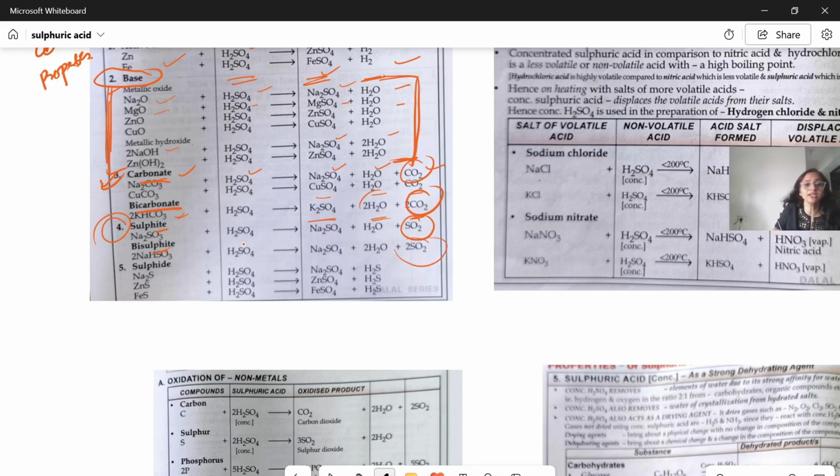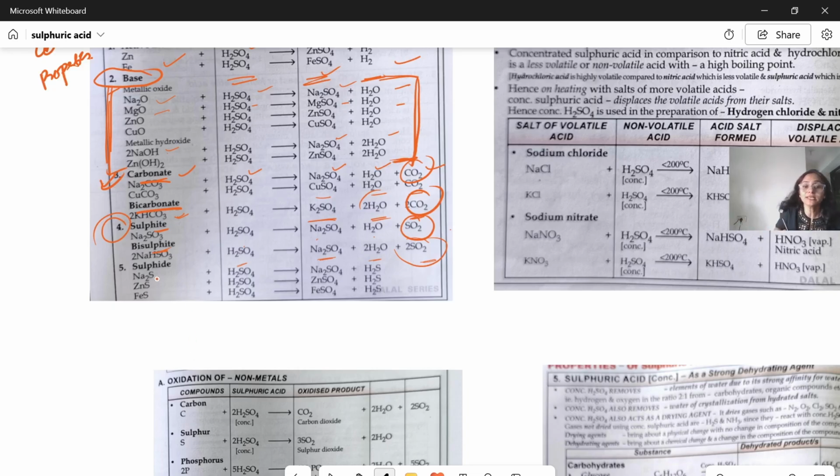So sodium sulfite plus sulfuric acid, sodium sulfate plus water plus sulfur dioxide. Sodium bisulfite plus sulfuric acid, sodium sulfate, water and sulfur dioxide. So any sulfite and sulfuric acid will give you sulfate, salt, water and sulfur dioxide. So salt will be in this case like sodium sulfite plus sulfuric acid, sodium sulfate plus water, sulfur dioxide, and so on.